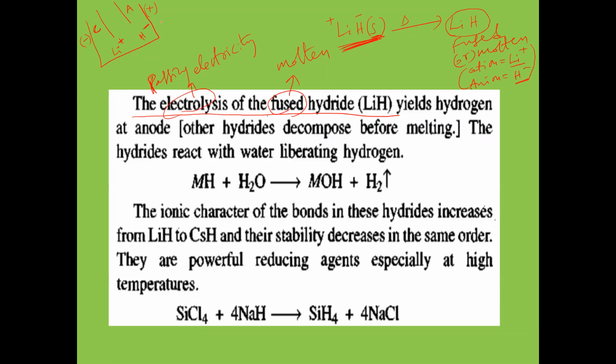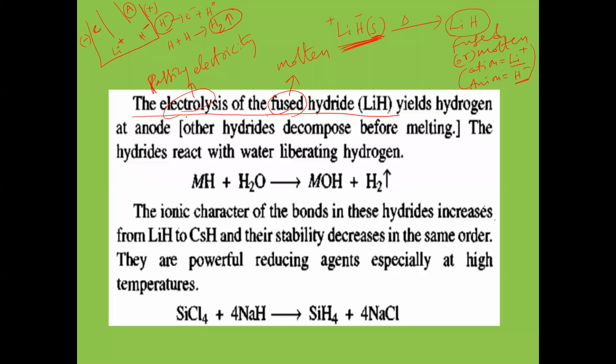Now at the anode, what happens? The hydride ions lose electrons. Each one loses one electron to form an H atom. Now two H atoms combine to form H2 gas. So H2 gas is produced at the anode. The hydrogen gas is produced at the anode during electrolysis of lithium hydride.